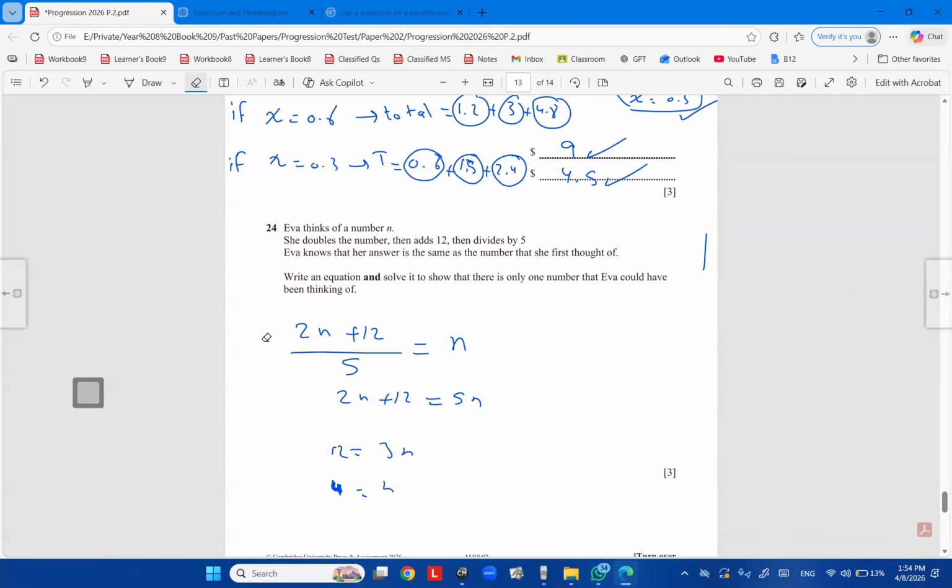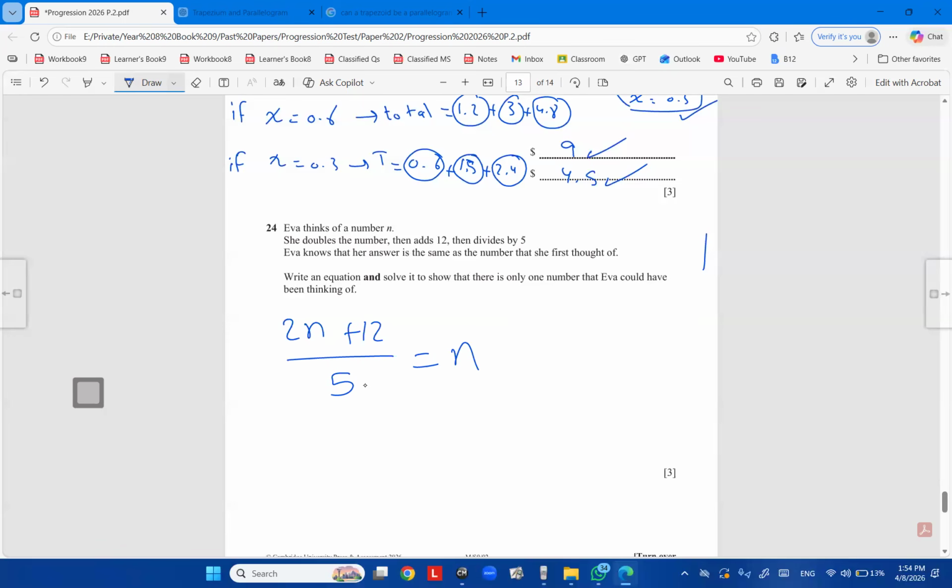Let me erase this and answer the next one with you. This says that Eva thinks of a number. The number is n. She doubles the number, so 2n, then adds 12, then divides the answer by 5. Eva knows that her answer is the same as the number, so it equals n.